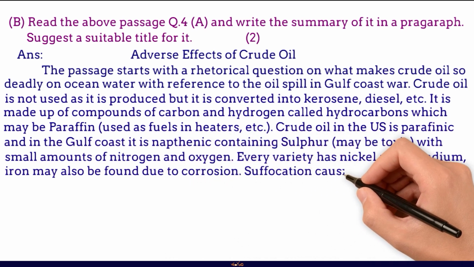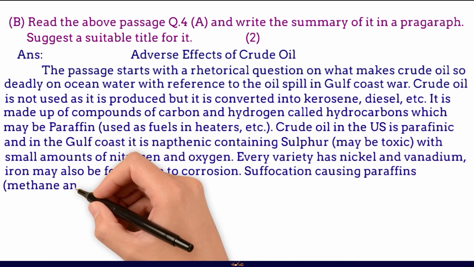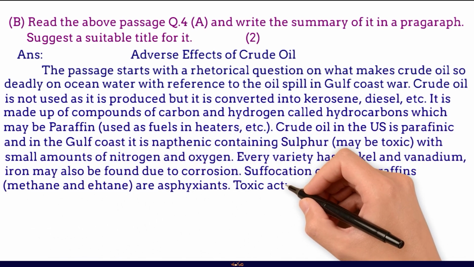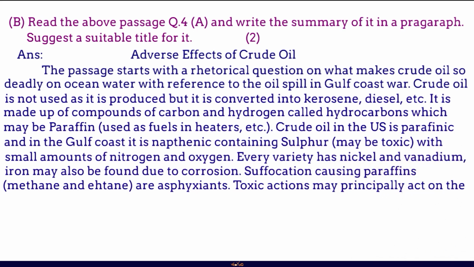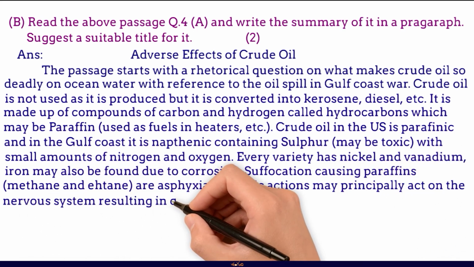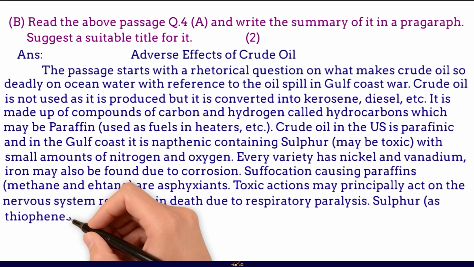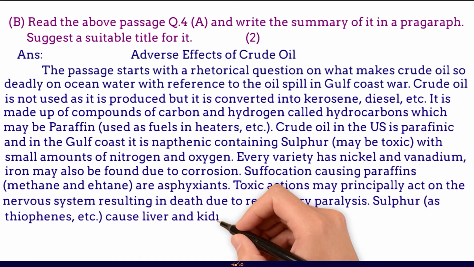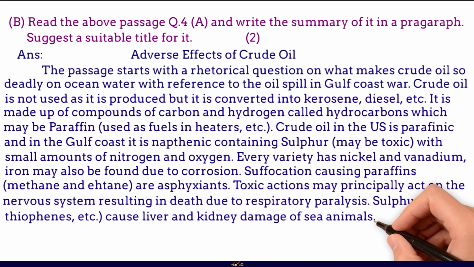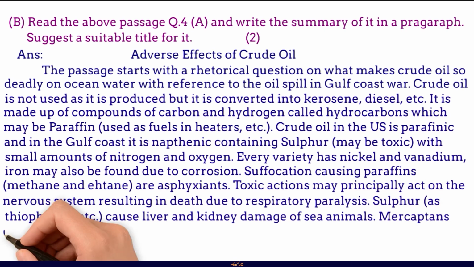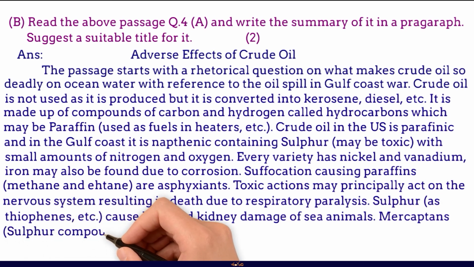Suffocation causing paraffins, methane and ethane are asphyxious. Toxic action may principally act on the nervous system, resulting in death due to respiration paralysis. Sulfur compounds, such as thiophenes, etc., cause liver and kidney damage of sea animals. Mercaptans, sulfur compounds, can be dangerous too.